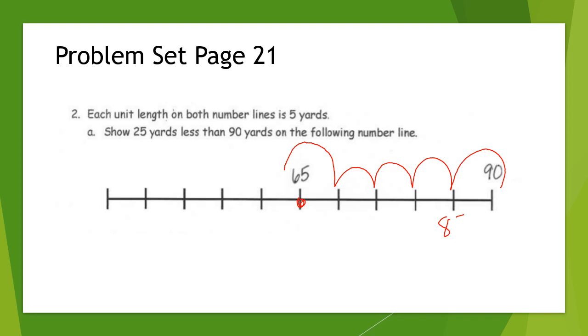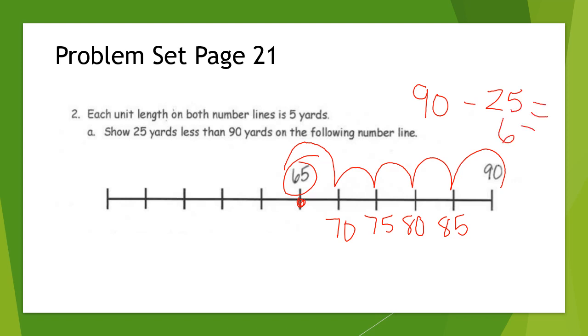90, 85, 80, 75, 70, 65. 90 minus, let's try that again, 25 equals 65. I'm glad I caught that mistake.